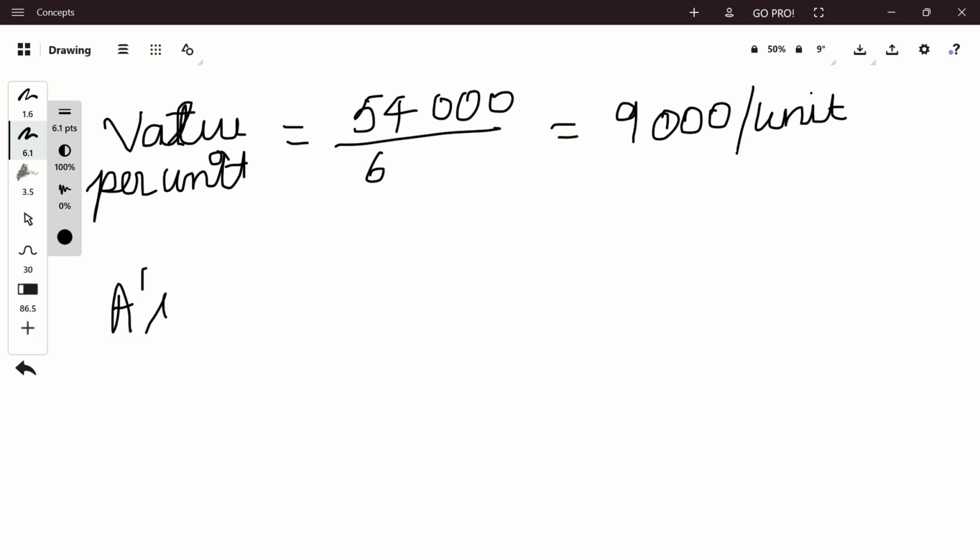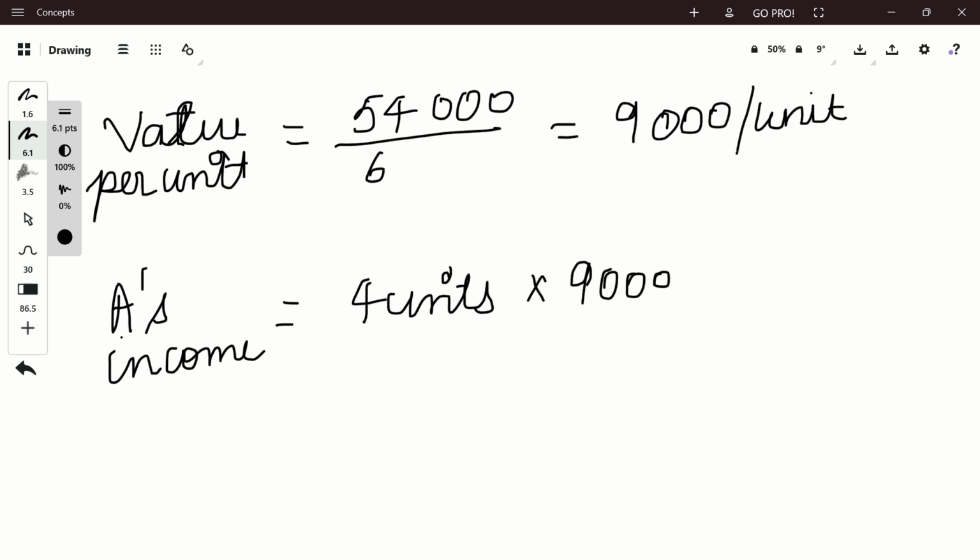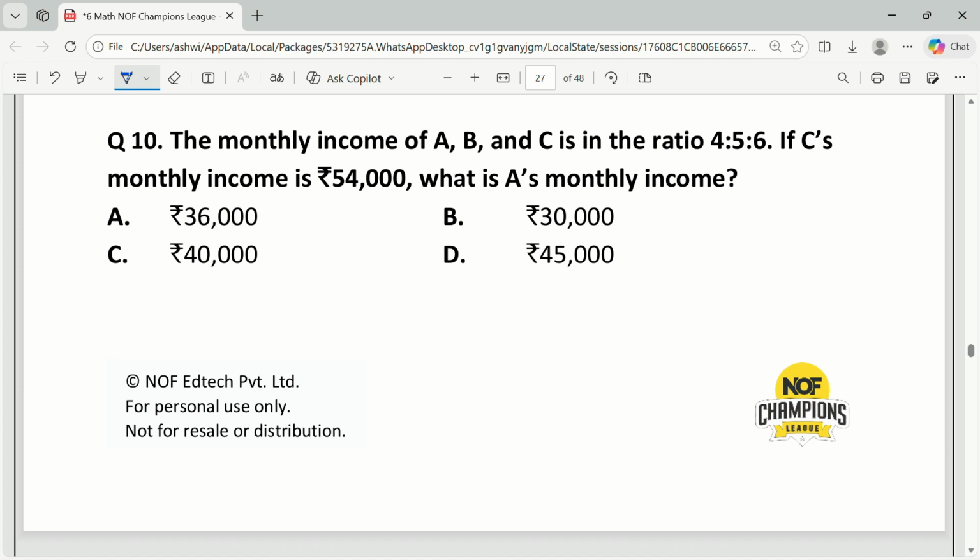So, A's income is equal to 4 units into 9,000 per unit, which is equal to 36,000. Comparing with the options, the answer is A, 36,000.